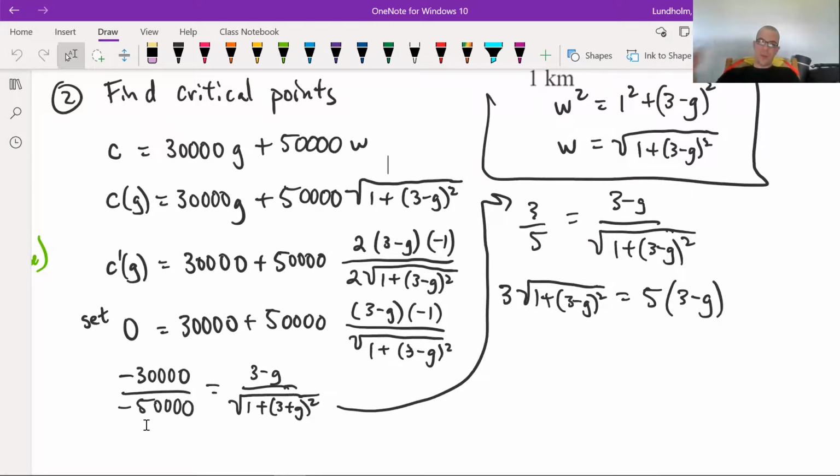Yeah, and when you're going through all of the steps, it makes using the calculator really tempting. But it's good to see this at least once. Yeah, we've got a square root on the left-hand side. We need to get rid of that. We're going to square both sides.